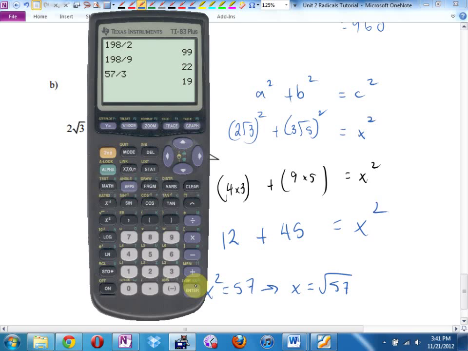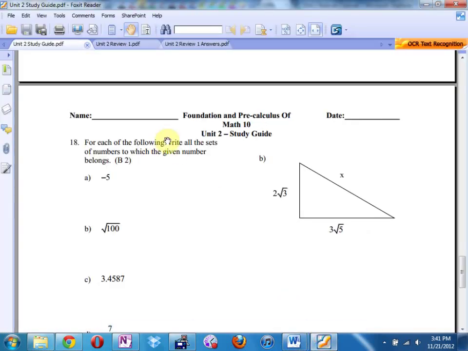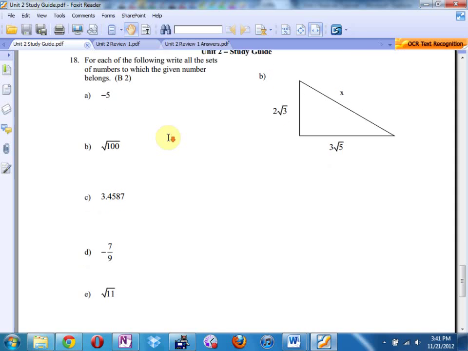Wait, hold on. On the study guide. How about exactly like the study guide? For number 18, what were we supposed to do for that one? Let me see. This one here? Okay. So it says for each of the following, write what? What does it say, Rachel? All the sets of numbers to which a given number belongs.